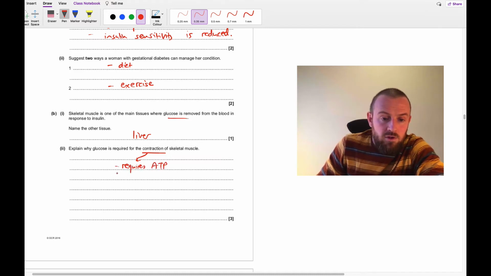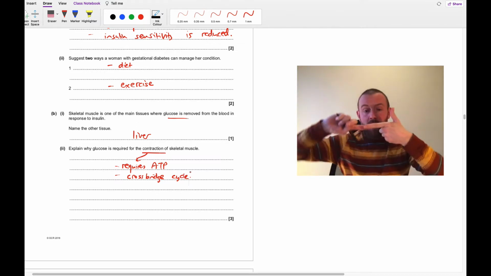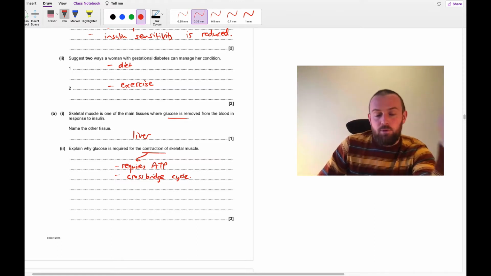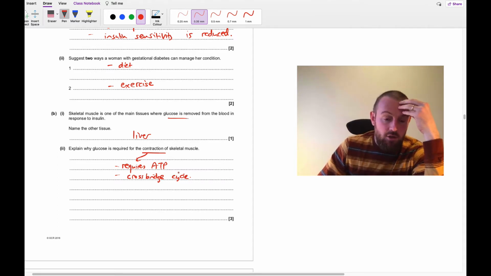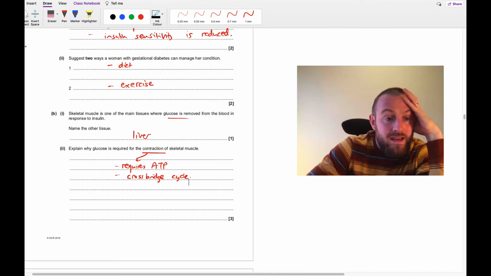And maybe we could even talk about the cross-bridge cycle for the actin and myosin. The movement of the myosin heads along the actin filament requires ATP. ATP is produced by respiration, and glucose is required to produce ATP. So those are the points that you want to make.